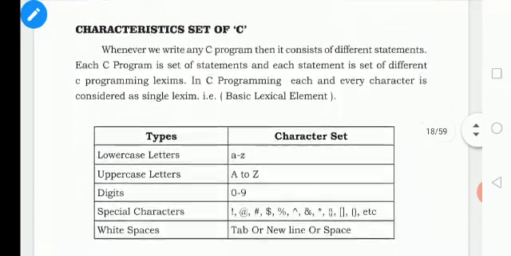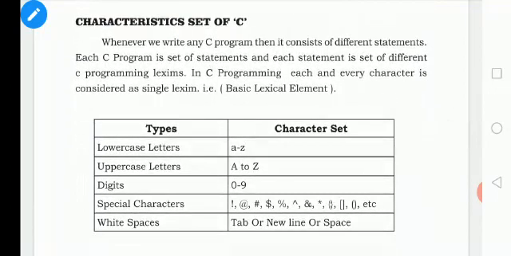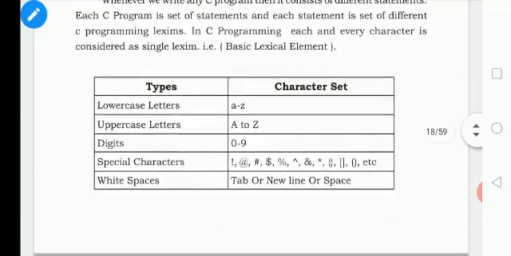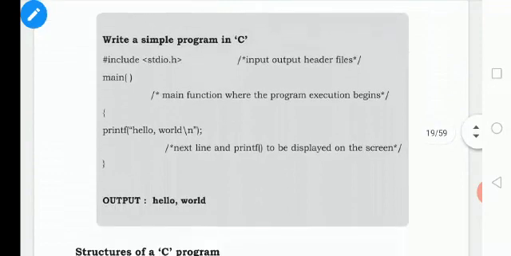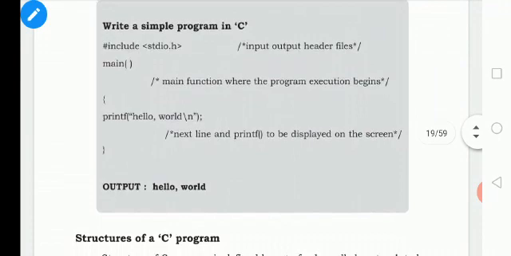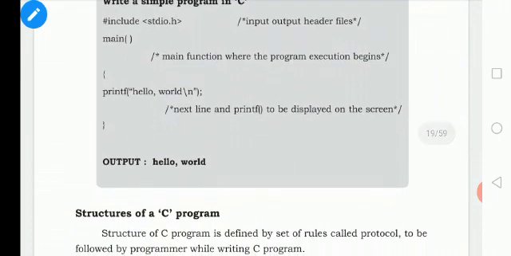Then the character set of the C language: lowercase, uppercase, digits, special characters, and white space. Then we have seen a small sample C program: hash include, the input output header file. Then main, where we start the program, then curly braces, then a printf line to print anything as output. Then we close the curly brace. That is the simple C program.